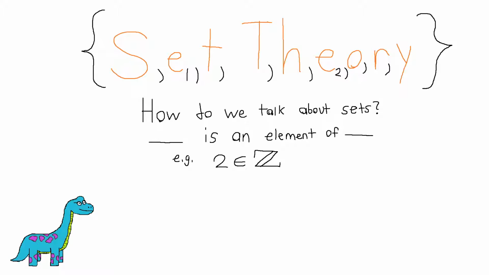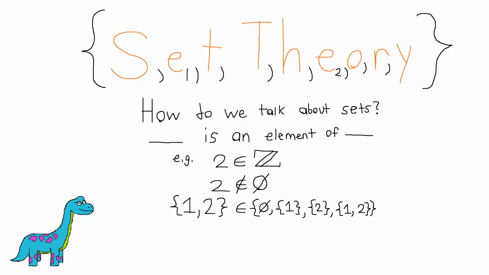We also sometimes refer to objects not being an element of a set. For example, 2 is not an element of the empty set. In fact, no object is an element of the empty set. And when we say that something is not the element of something else, we express that using the trident symbol but with a slash through it. Don't forget that sets themselves can also be objects in a set. For example, we could say that the set 1, 2 is an element of the set on the right.